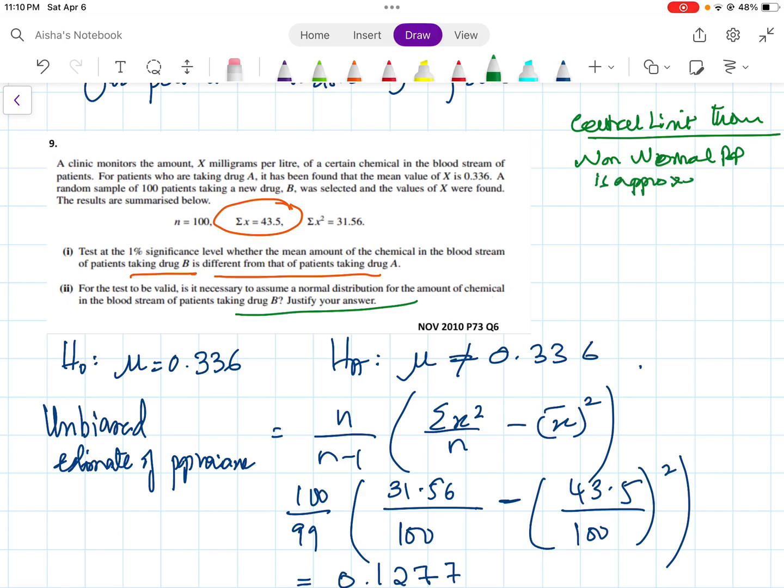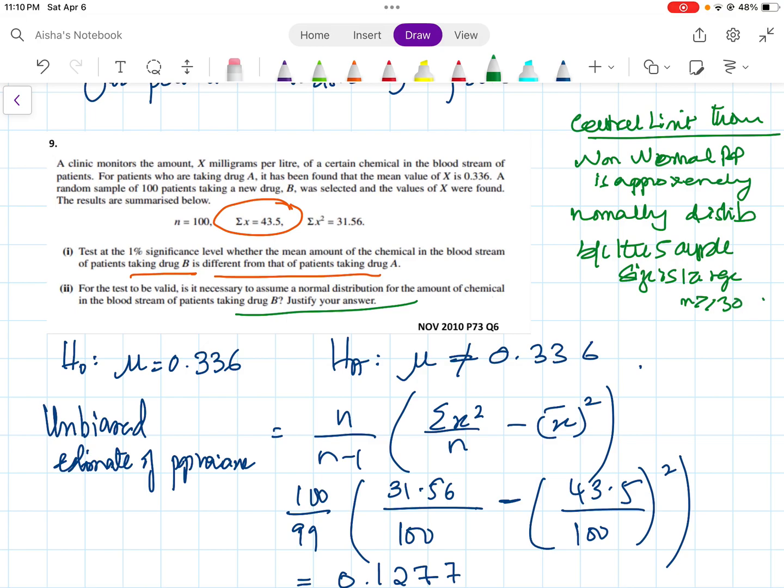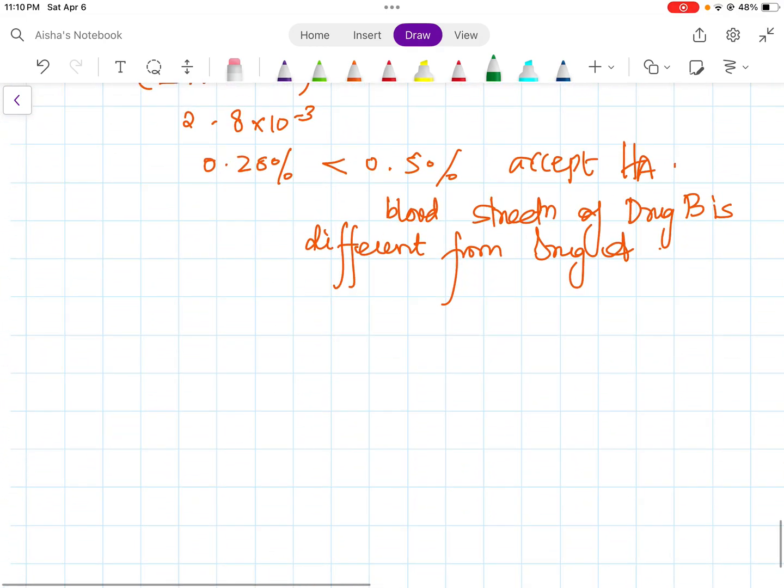is approximately normally distributed because the sample size is large. So what is the sample size here? Greater than or equal to 30. Over here the sample size is 100. So although it's not mentioned here that it follows normal distribution, we still go ahead with normal. Why? Because the sample size is very large.